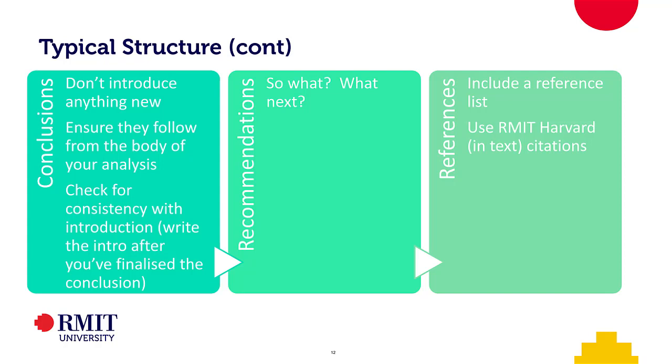It might be that you're writing the introduction immediately after you write the conclusion, even though it appears earlier in the paper. Good papers will include a set of recommendations or some kind of plan as to what happens next. What are you going to do differently as a consequence of this course? And of course, last but by no means least, you need to incorporate a reference list, and you need to check when you're proofreading that you've used the RMIT Harvard in-text citation format, and that all of your references are properly cited.